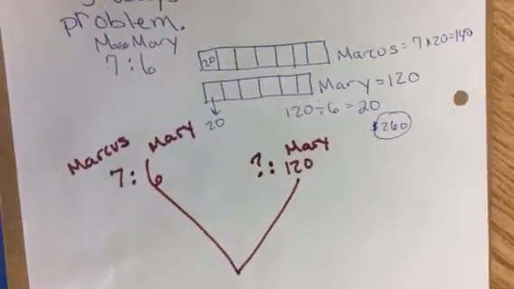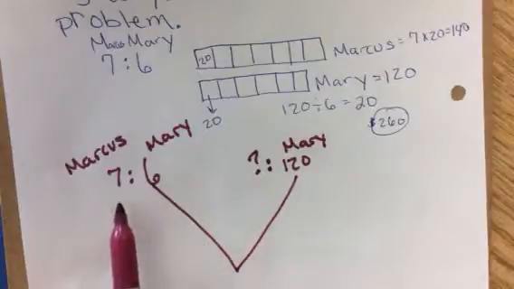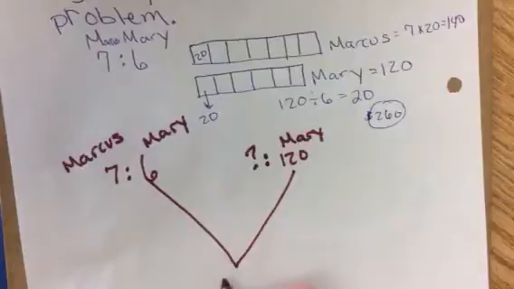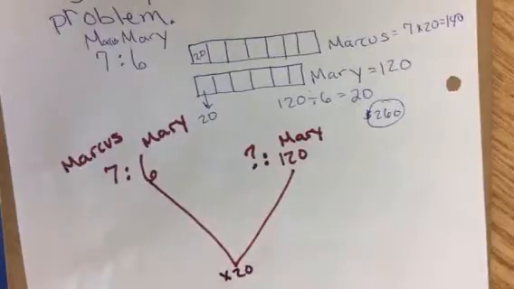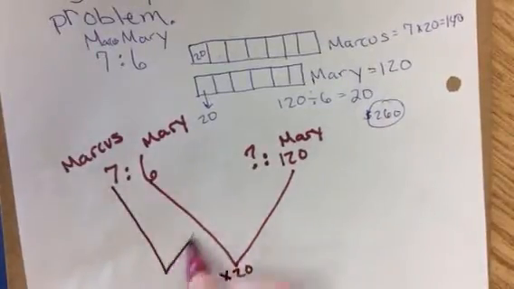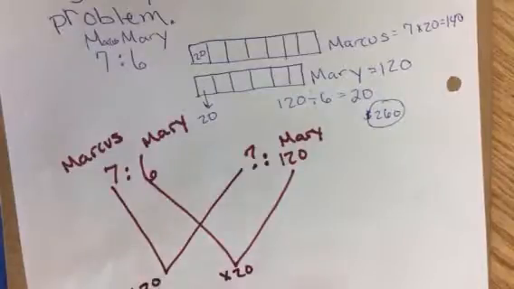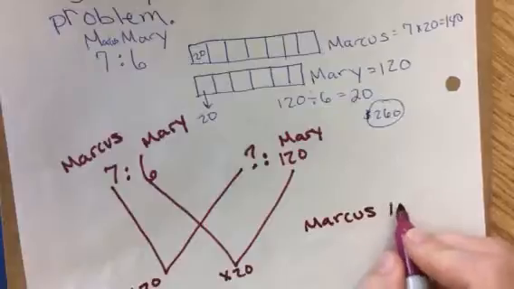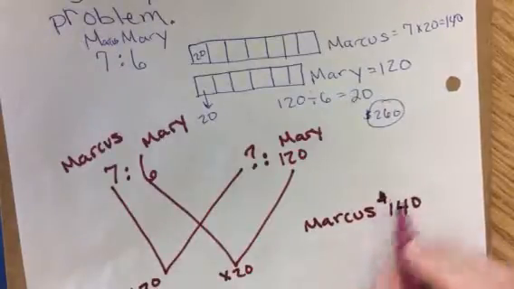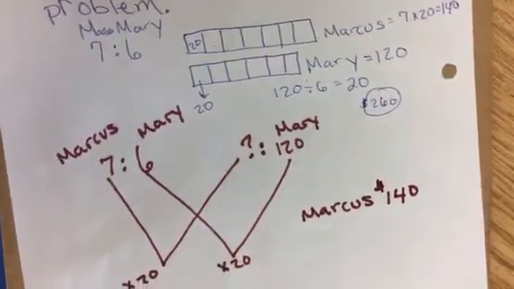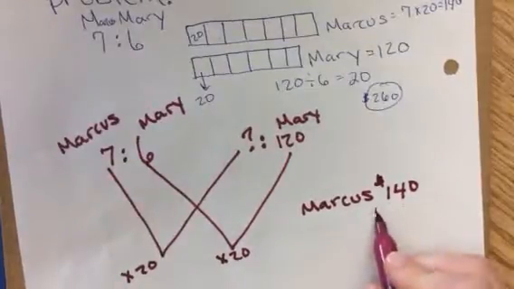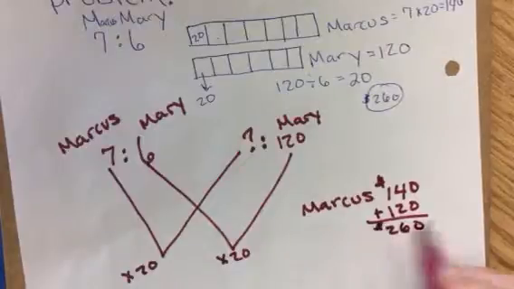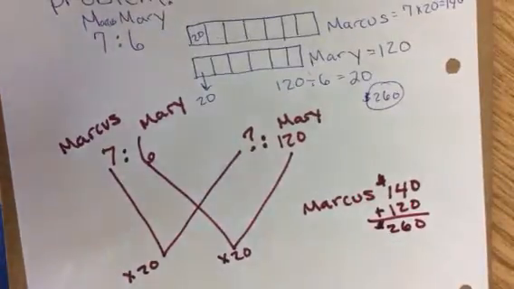To make equivalent ratios, the students understand that you have to multiply both the 7 and 6 by the same value. So 6 times what is 120? 6 times 20. Therefore, you must multiply 7 by 20. So Marcus now has $140 because 7 times 20 is 140. Just like we did above, we add 120 and 140 to get $260. So that's the second strategy.